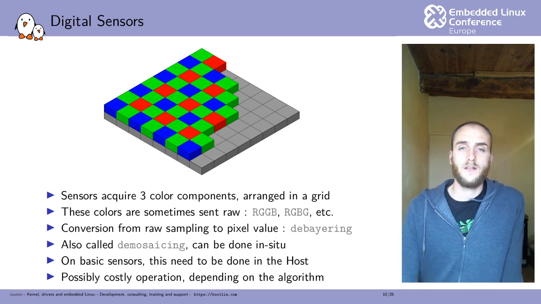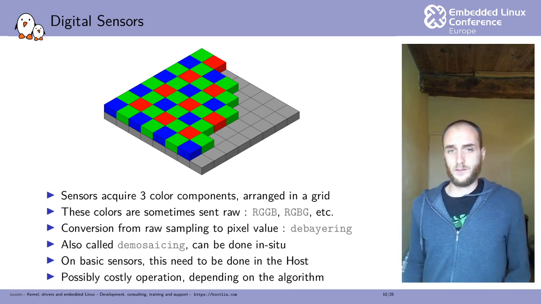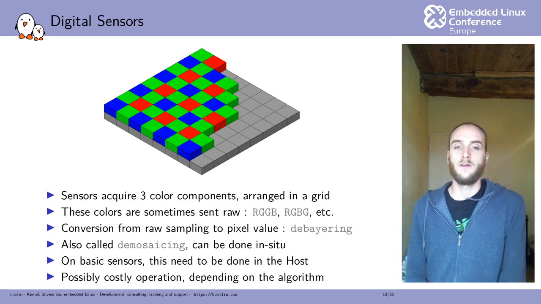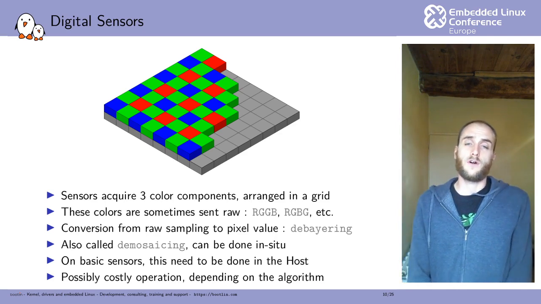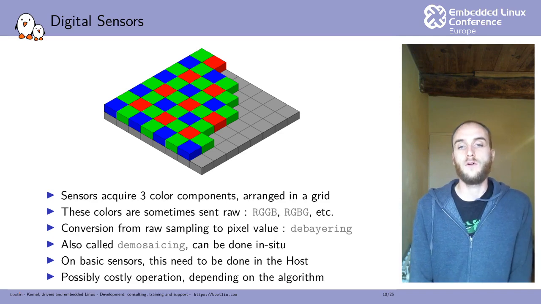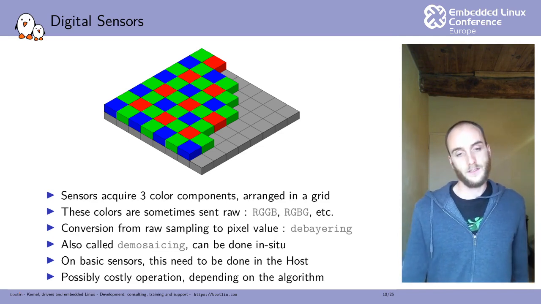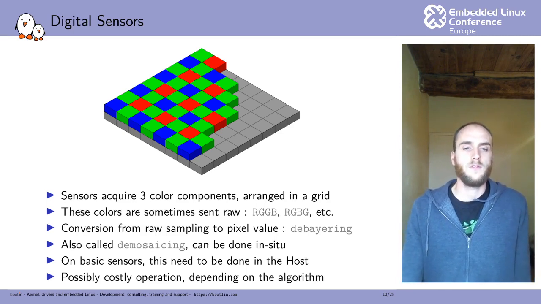This can be done right on the sensor when the sensor embeds an image signal processor, or the data can just be transmitted as is to the CPU. In that case, we talk about raw data. And then you also need to know in which order your sensor is going to send the data to the CPU. It can be red, green, green, blue, or red, green, blue, green, and so on. There are lots and lots of possible orders in which the colors can be sent. So yeah, transforming this raw image into a usable image is possibly a costly operation involving some heavy algorithms.